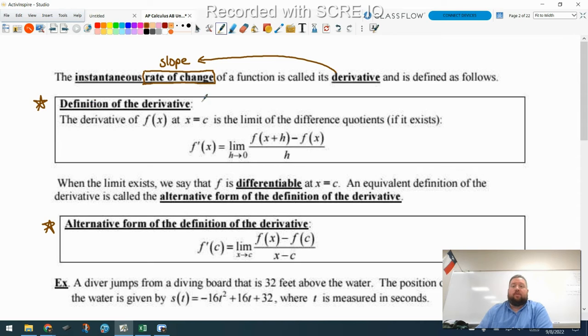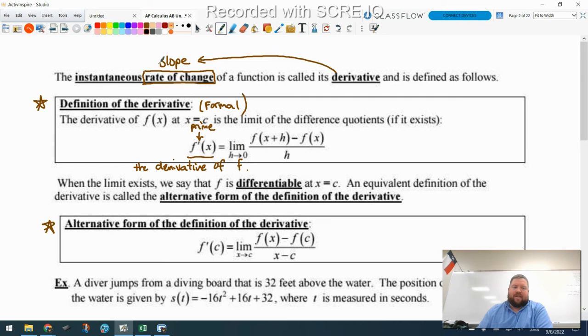This is the formal definition of derivative. The word isn't written here, so I'm going to write it. Formal definition of derivative. The derivative of f of x at x equals c is the limit of the difference quotients, if it exists. So f prime, that's what that little notation right there is. That's a prime symbol, and that's how we denote derivative. So f prime is the derivative of f, and it is equal to the limit as h approaches 0 of f of x plus h minus f of x all over h.